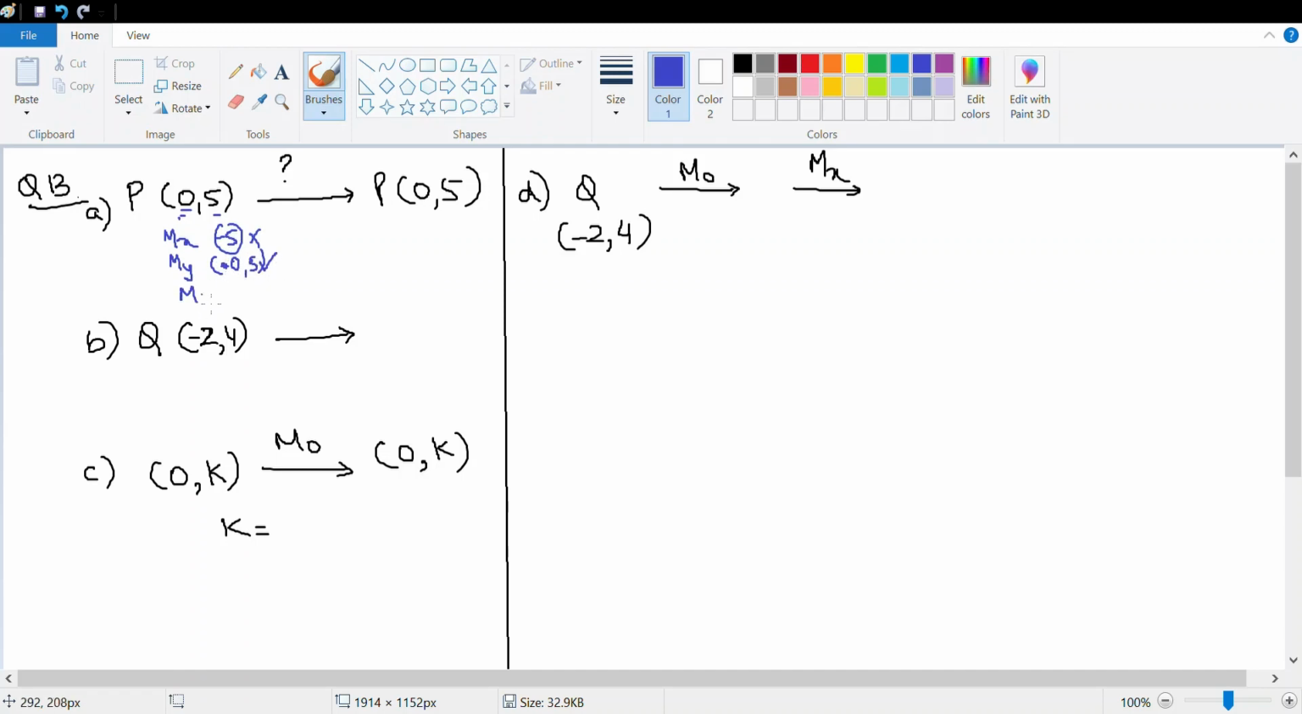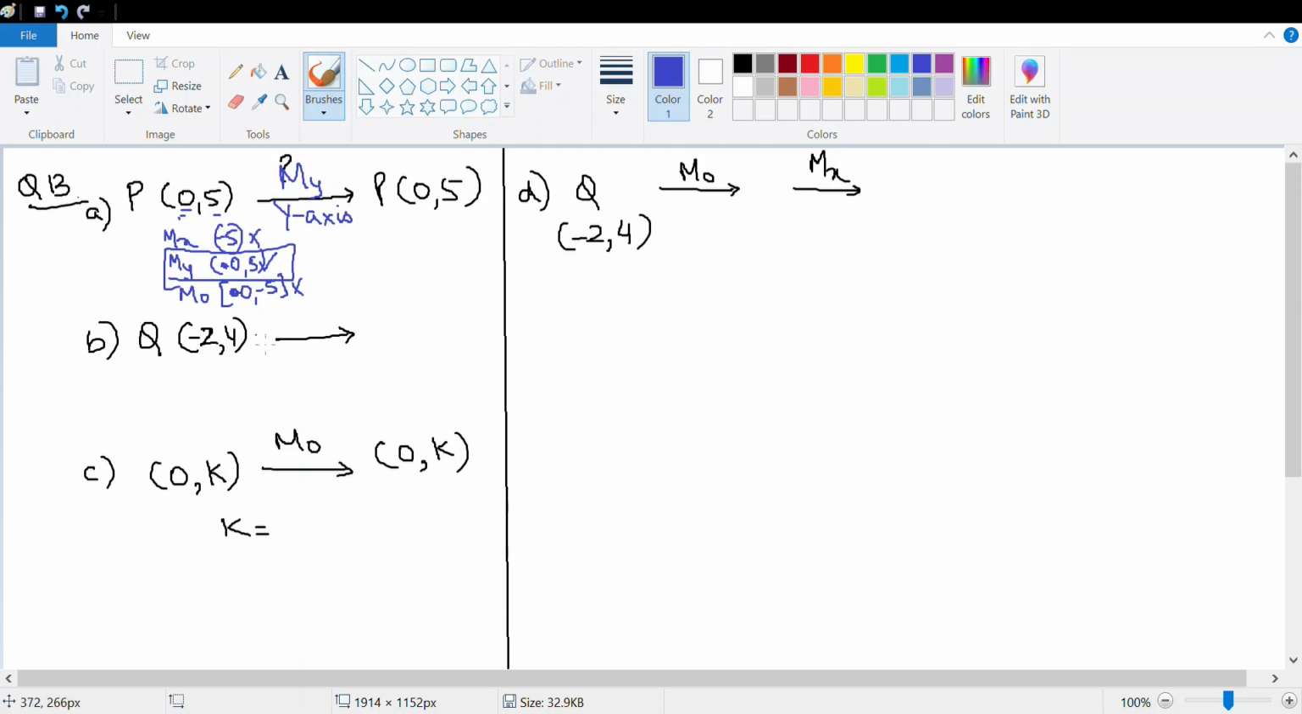Is Mo possible? Mo is not possible because then this will become -0, which is 0, and this will become -5. So we are looking at My. So this is reflection in the y-axis. What do they want me to write? Name the axis. So the axis is the y-axis. Let's look at part B. Find the image of Q on reflection in the axis found in A.